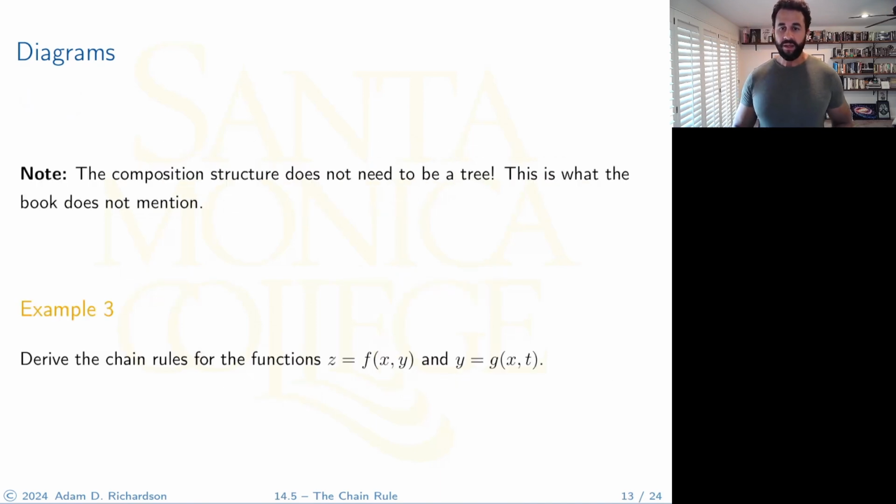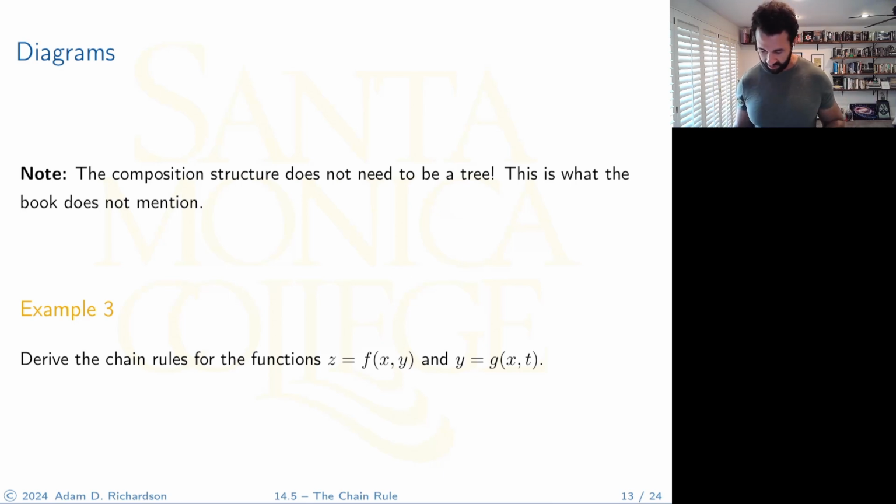Right. Now, here is the catch. I mentioned this earlier, but the composition structure does not need to be a tree. And this is something that the book does not mention. So your dependence relationships may not just be simple trees, where you just go this way. You can have loops, you can have cycles, you can have all sorts of different things.